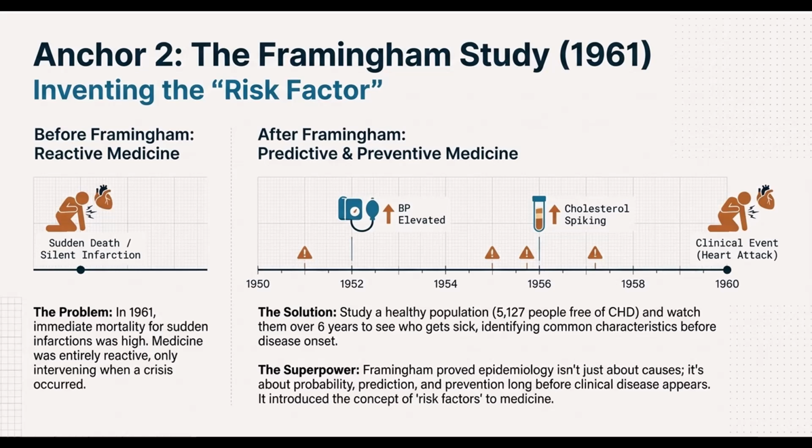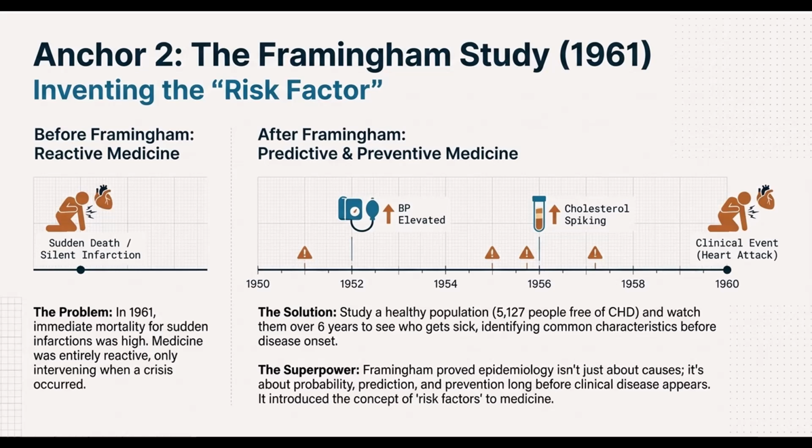In short, the study followed over 5,000 people who were initially free of coronary heart disease. And over time, investigators looked at who developed disease and what characteristics predicted it. Now, they talked about stuff like blood pressure, cholesterol, electrocardiographic abnormalities, smoking, diabetes, age, sex. These, of course, later became the raw material of what we now call risk factors.